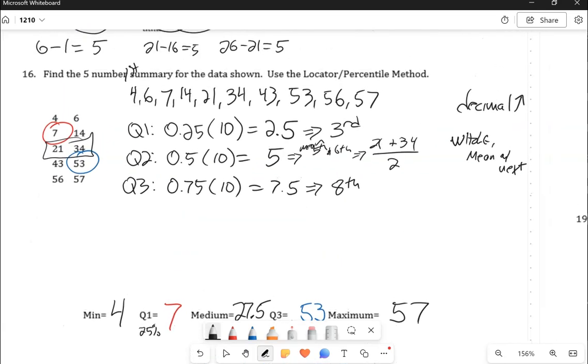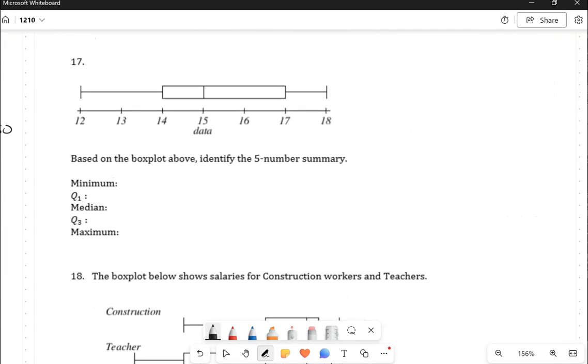Nice. Number 17, next up. 17 is a box plot. The box plot is a visual of the 5-number summary. 1, 2, 3, 4, 5. Those are the numbers: 12, 14, 15, 17, and 18. That's the 5-number summary. I hope for your sake that you have a problem like that on the test, because you get to move on. You get more time to go and work the rest of the test out. That's crazy how easy that is.